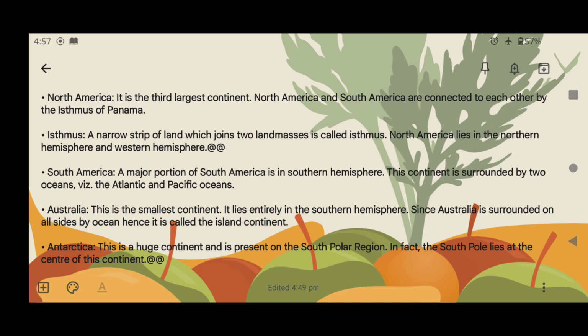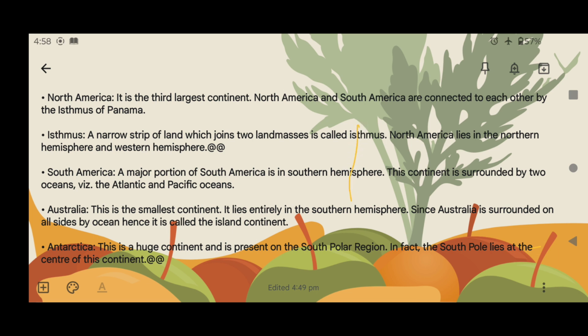South America. A major portion of South America is in the southern hemisphere. The continent is surrounded by two oceans, visually the Atlantic and Pacific Oceans. Australia. This is the smallest continent. It lies entirely in the southern hemisphere. Since Australia is surrounded on all sides by ocean, it is called the island continent.